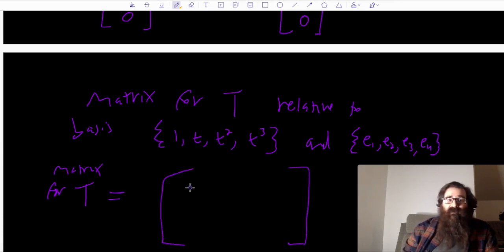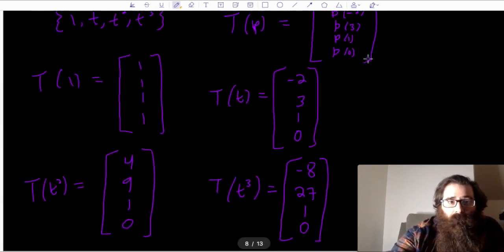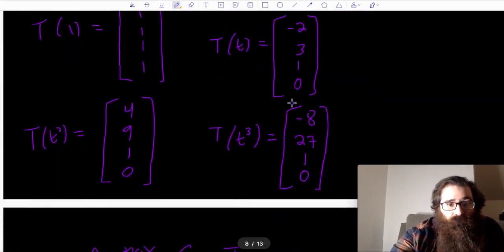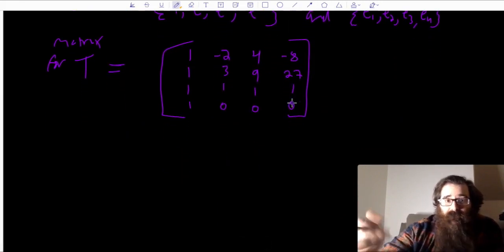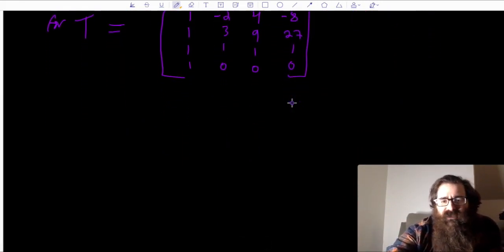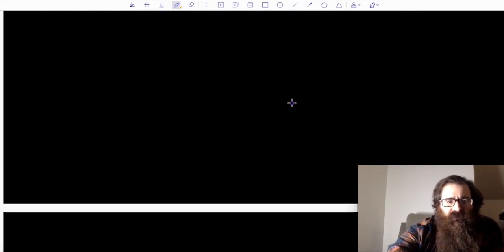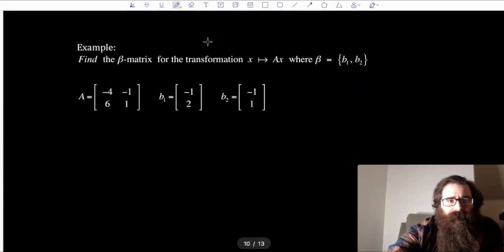I just want to take these vectors and use them as column vectors. So the first column is 1, 1, 1, 1. Second column was -2, 3, 1, 0. Next column was 4, 9, 1, 0. And this last column was -8, 27, 1, 0. So we just take these vectors, throw them in as the column vectors in order. And I could use this to answer further questions. If I want to use matrix multiplication, if I want to think about this just in terms of our course material, I can now do that.